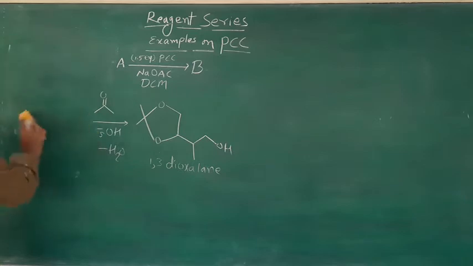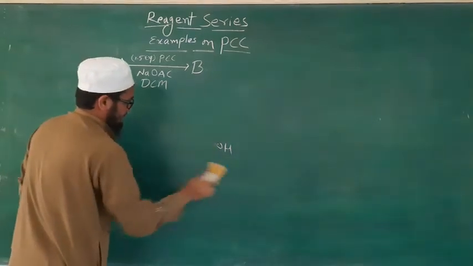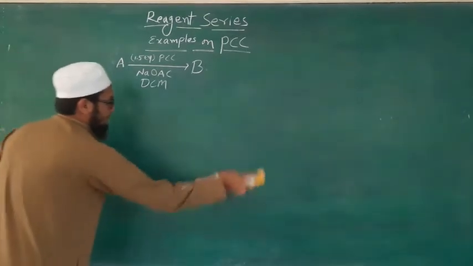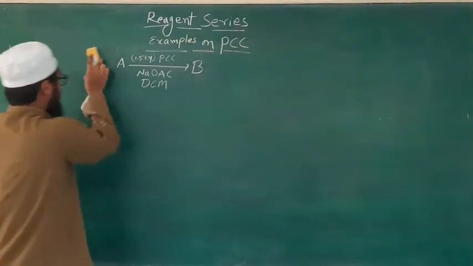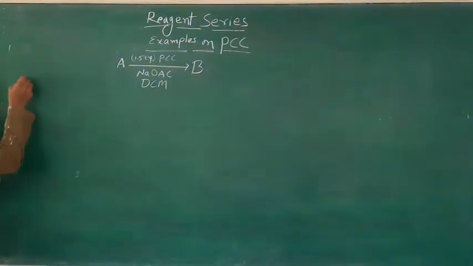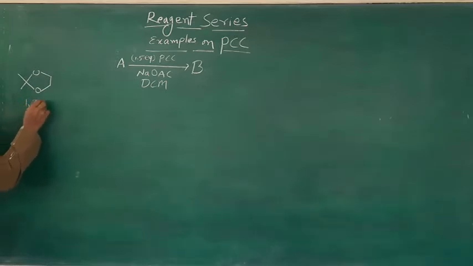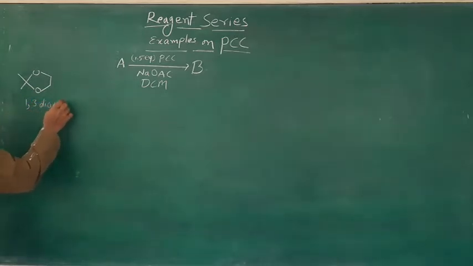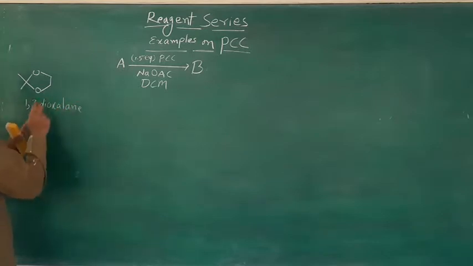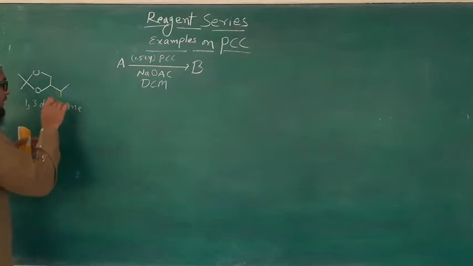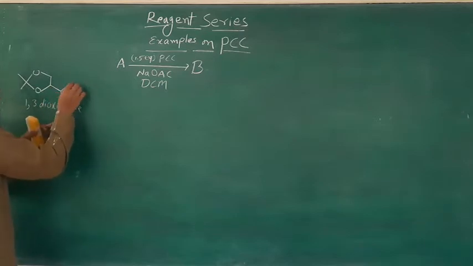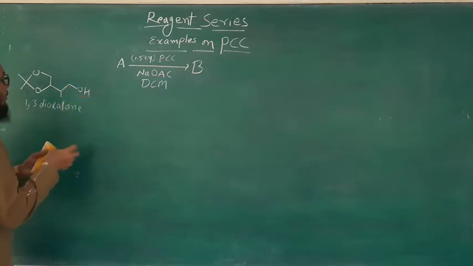So let's move towards our main topic, the actual point of our reagent. Now look at here. I have this compound, 1,3-dioxolane, five-membered, and then we have our methyl group here, and then OH. Okay.